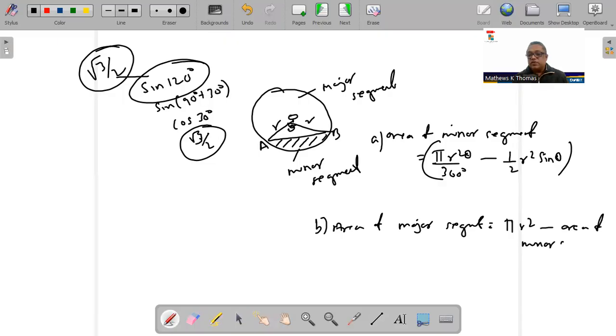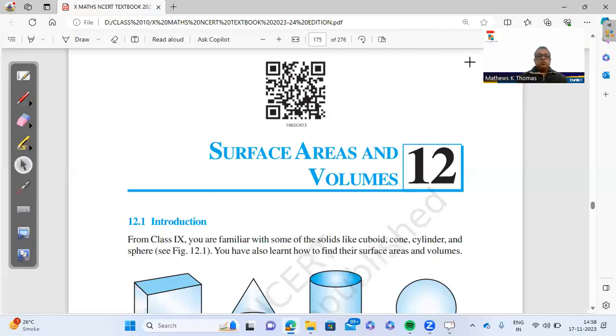Area of minor segment. So if I want to find the area of the major segment, I will first find the area of the minor segment and subtract it from the area of the circle. The area of the circle we know is pi r square. So the area of the major segment will be pi r square minus the area of the minor segment, which I have already given you the formula for: pi r square theta by 360 minus half r square sine theta.